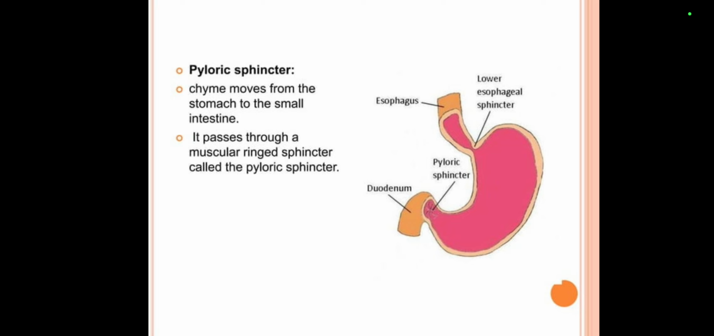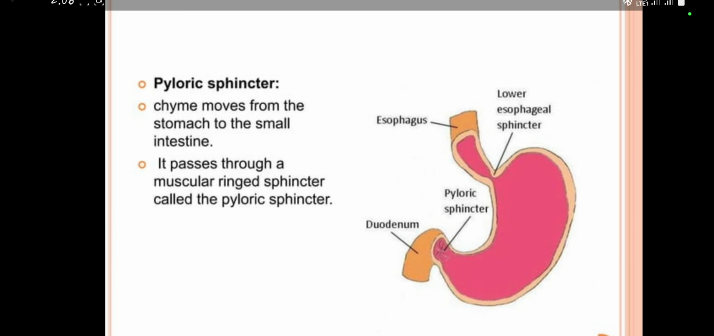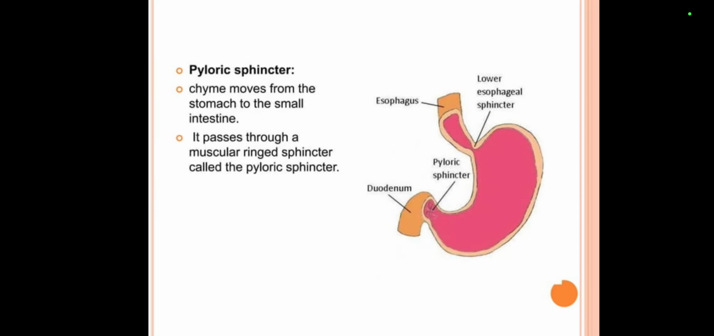We also have the pyloric sphincter. So the chyme moves from the stomach to the small intestine. It passes through a muscular ridge called the pyloric sphincter. When we say pyloric sphincter, it is actually a passageway or the exit of the chyme. When we say chyme, it is usually the pulpy acidic fluid. Okay, so that is the three enzymes in your stomach.